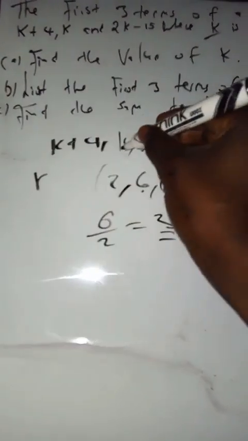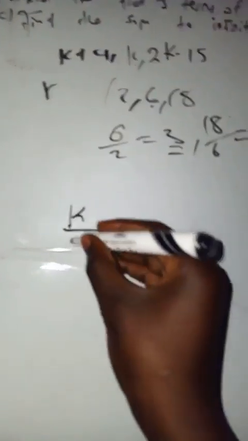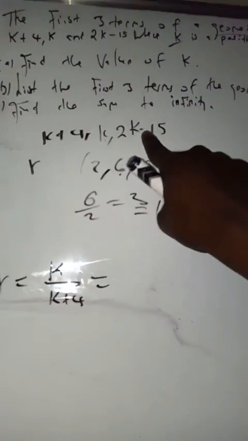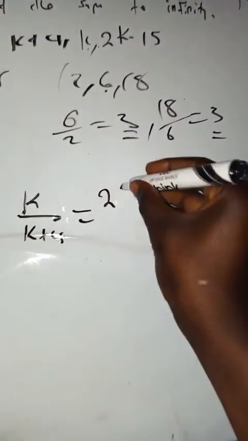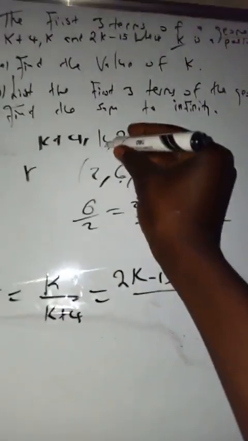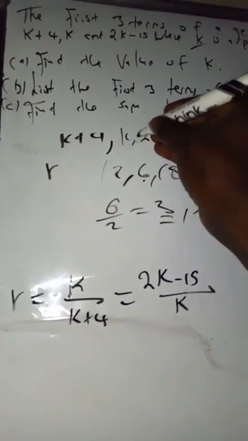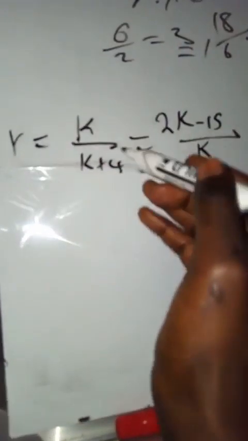So I'll do the same here. I'll say K, which is the term I'm looking at, divided by the previous. The previous is K plus 4. So R equals this. And again, R equals this term I'm looking at, which is 2K minus 15, divided by the previous term, which is K. So you have 1, 2, 3 terms here. This is how I can get the R. In short, this equals that, right? You're seeing the equal sign there. It's what you have here.